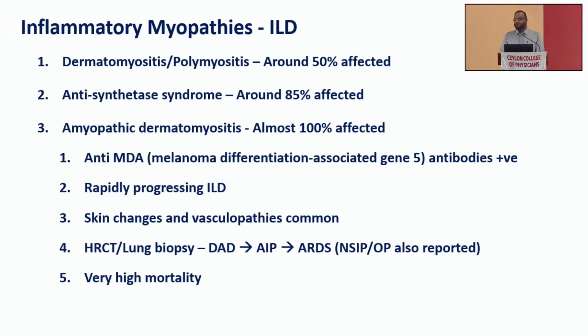Almost all of them were young patients, and they have anti-MDA5 antibodies positive and rapidly progressive ILD, and they have very subtle skin changes and vasculopathies. And in the HRCT and lung biopsy, they have the diffuse alveolar damage or acute interstitial pneumonia pattern leading to ARDS, and which carries a very high mortality.